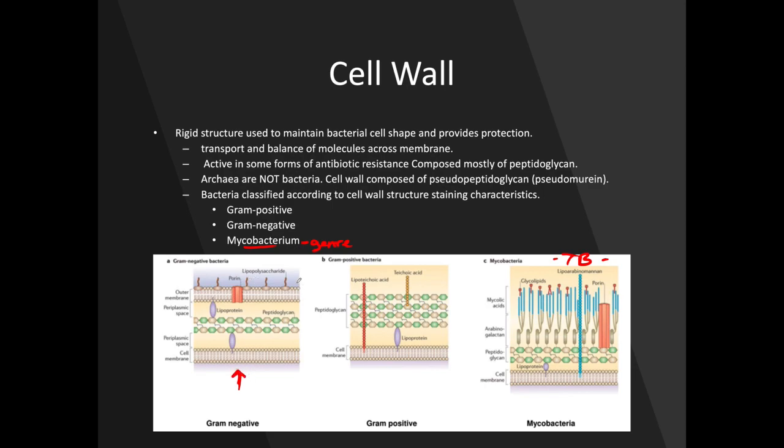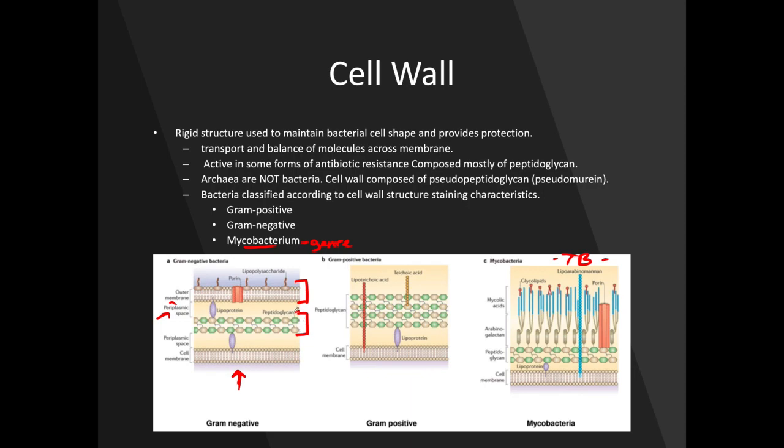Gram-negative bacteria have an outer lipid layer. That's what you see here, and they refer to it as an outer membrane. They have a small space referred to as a periplasmic space. Then they have their cell wall, and the cell wall is composed of a compound called peptidoglycan.